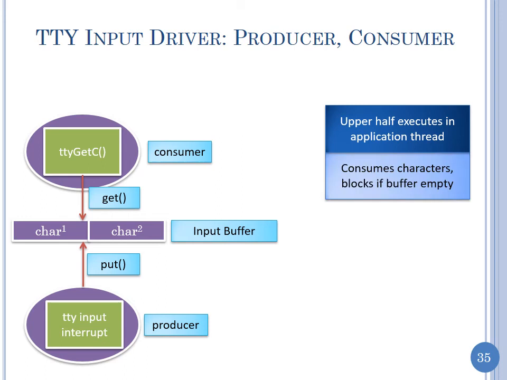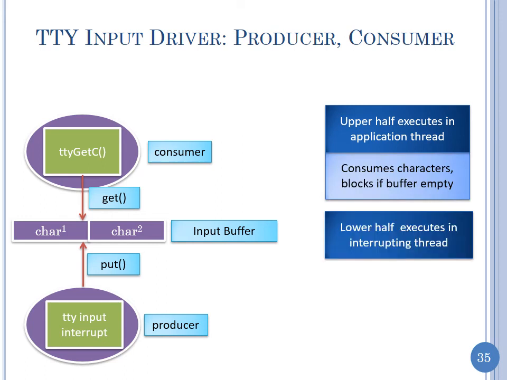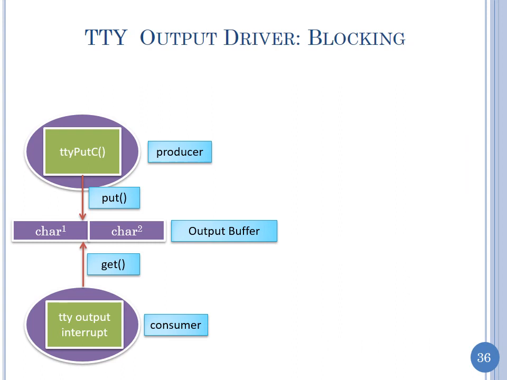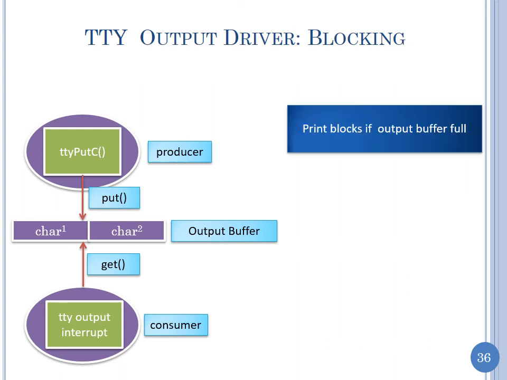Again, the upper half executes in an application thread, consumes characters, and blocks if the buffer is empty. That's what the upper half thread does. The lower half executes in an interrupting thread, reads device registers, and puts characters in the read buffer. The device interrupts each time a new character is written to the register. So we know that the queue might get full or empty, so we need some synchronization. That's the next thing I want to address. How do we build synchronization?